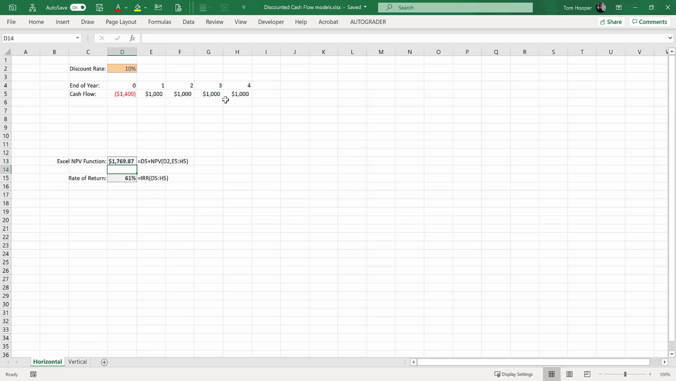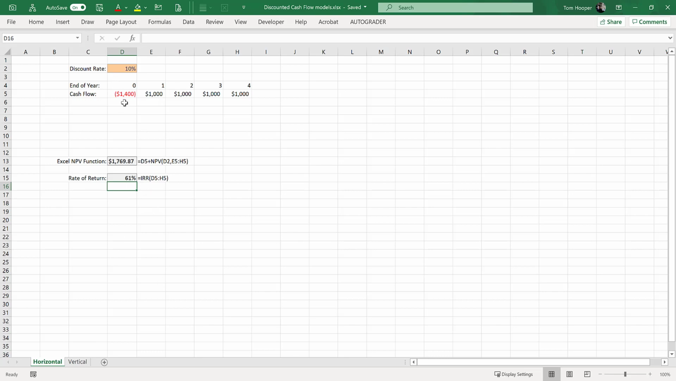That is, what is this entire project worth to us today? What profit does it generate at a certain discount rate? We also found out the discount rate that would make that net present value equal to 0, and we call that the rate of return using the IRR function.